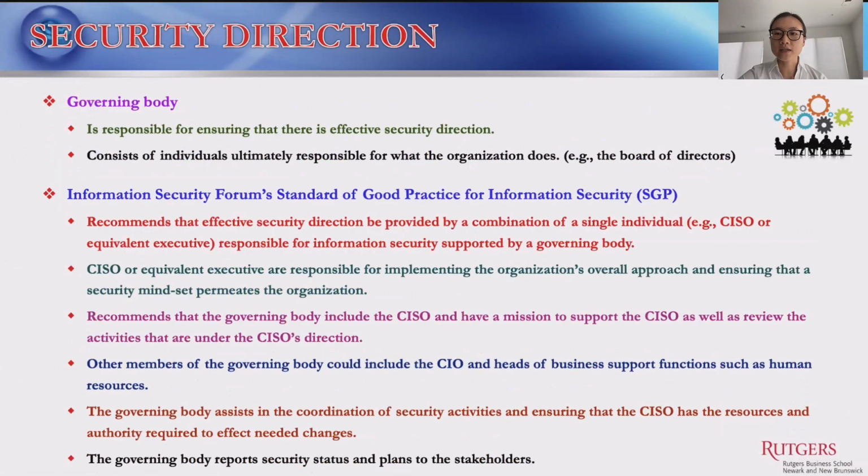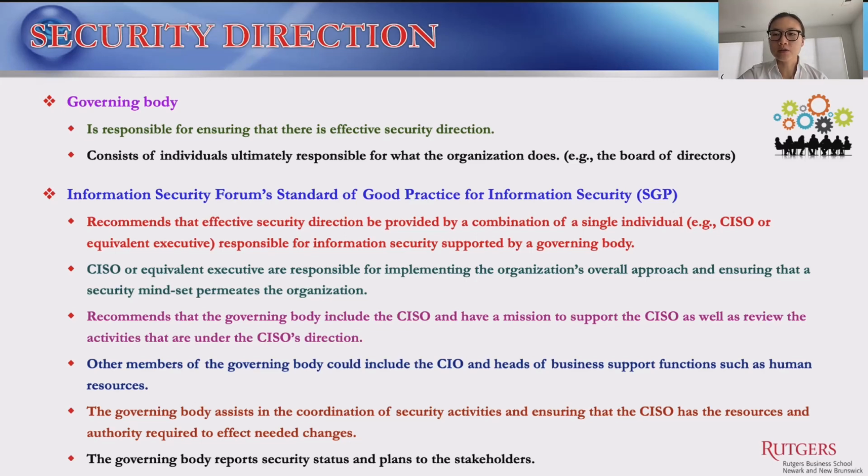A governing body is responsible for ensuring that there is an effective security direction. Typically, the governing body consists of individuals that are ultimately responsible for what the organization does. In a publicly held company, for example, the board of directors supplemented by executive managers is the governing body. The Information Security Forum Standards of Good Practice recommends that effective security direction be provided by a single individual responsible for information security, supported by a governing body.